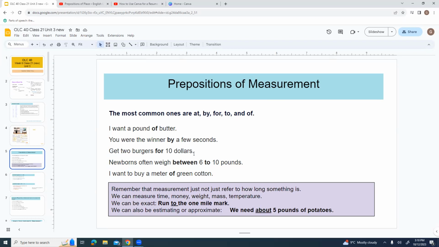Get 2 burgers for $10. Newborns often weigh between 6 to 10 pounds. I want to buy a meter of green cotton.